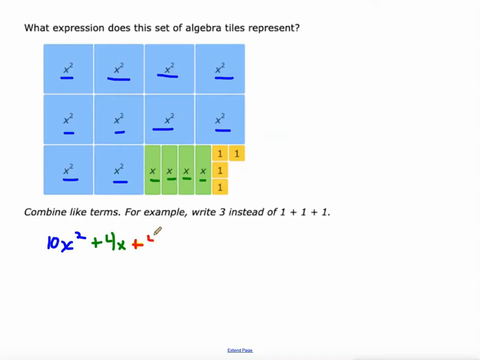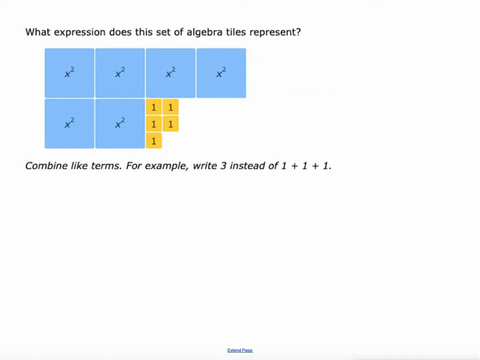So another 4 1's. So 10x squared plus 4x plus 4 is the way we write this. You can't actually simplify it any more than that. So that's it. That's all there is to it. Let's do another. So this time we have 1, 2, 3, 4, 5, 6 x squareds.